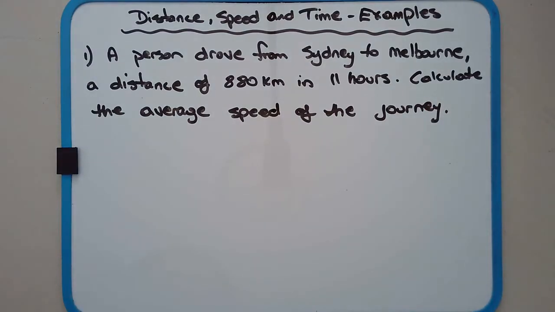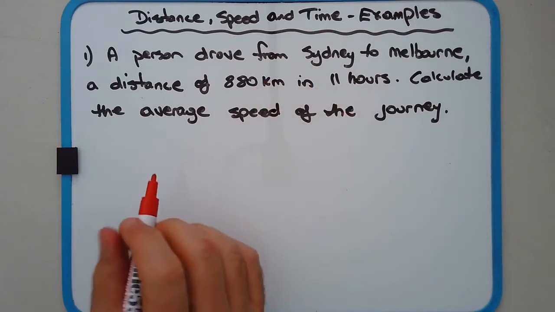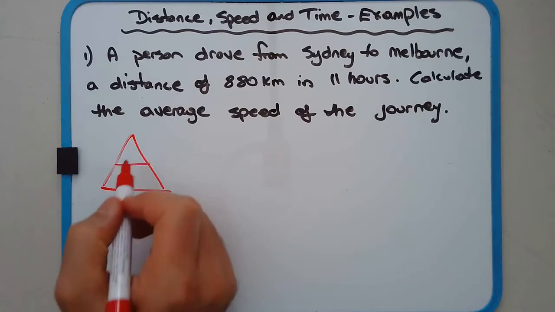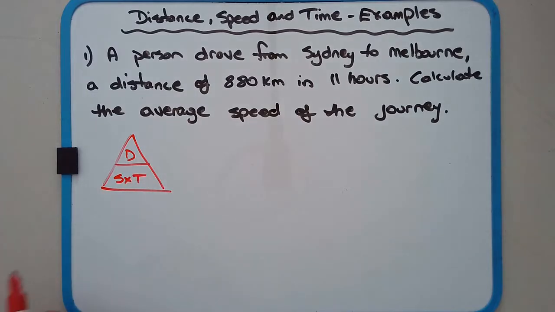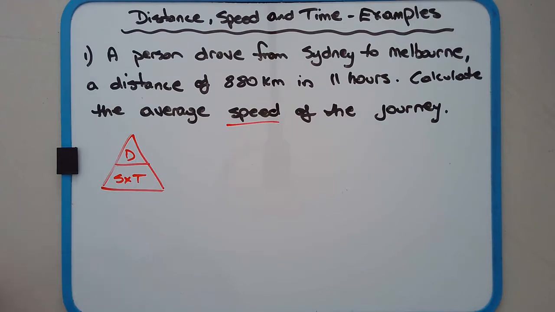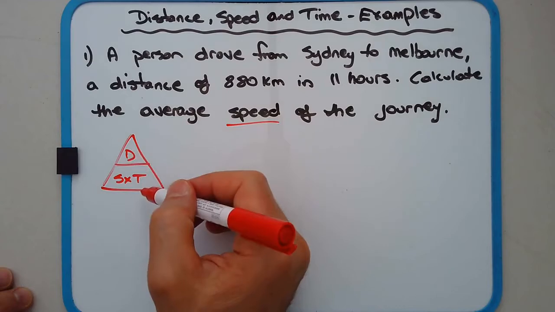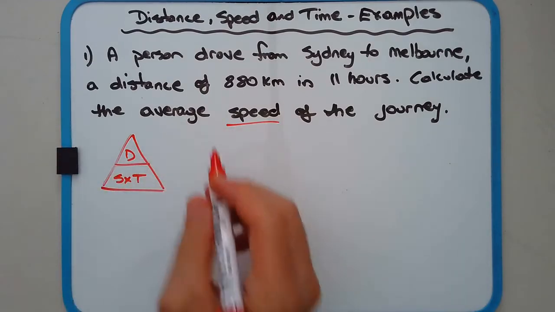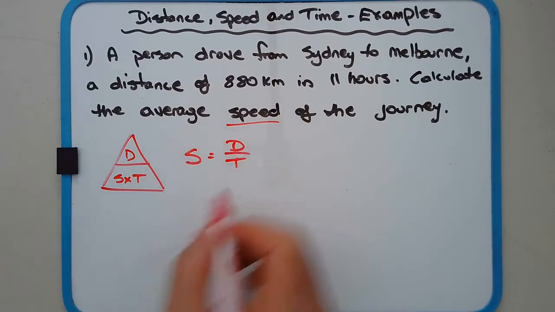We're going to calculate the average speed of the journey in kilometres per hour, since those are the units that were given originally. Now, we can use the distance, speed, time triangle, remember, in alphabetical order. What are we trying to find? We're trying to find the average speed. So if you cover the S, you have D over T. That's a good way to remember it. So S is equal to distance over time.